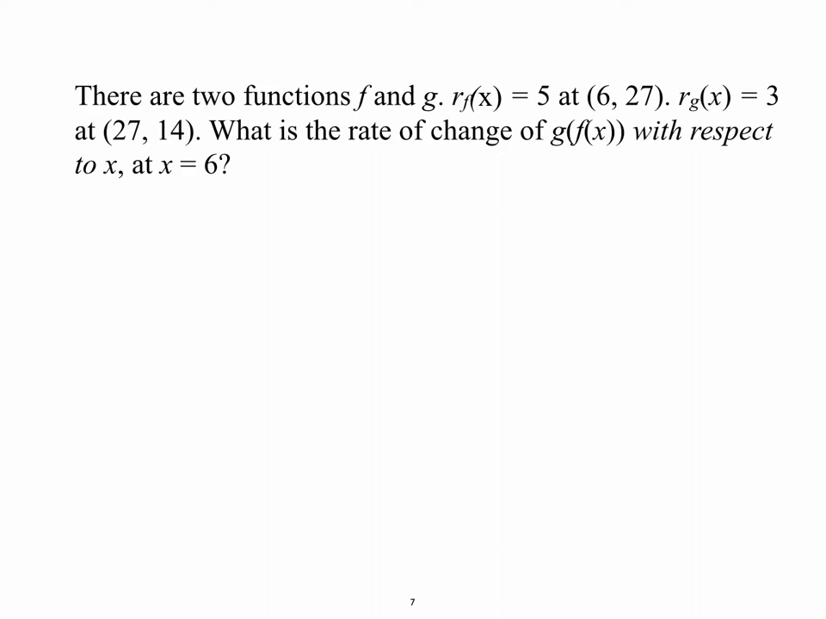So I've got two functions, f and g. The rate of change of f of x is 5 at the point (6, 27), and the rate of change of g of x is 3 at the point (27, 14). What is the rate of change of the composite g of f of x with respect to x at x equals 6? So we're going to work our way through this.